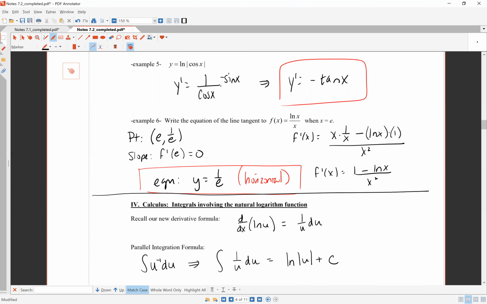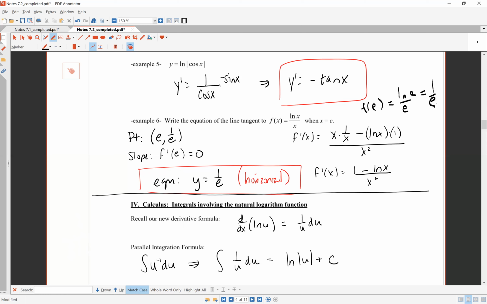So here's kind of an interesting problem. We want the tangent line to the function log of x over x, where x is e. Now f of e is log of e over e. Well, log of e is 1, so that's 1 over e. So the function goes through the point e comma 1 over e, and now you find the derivative.